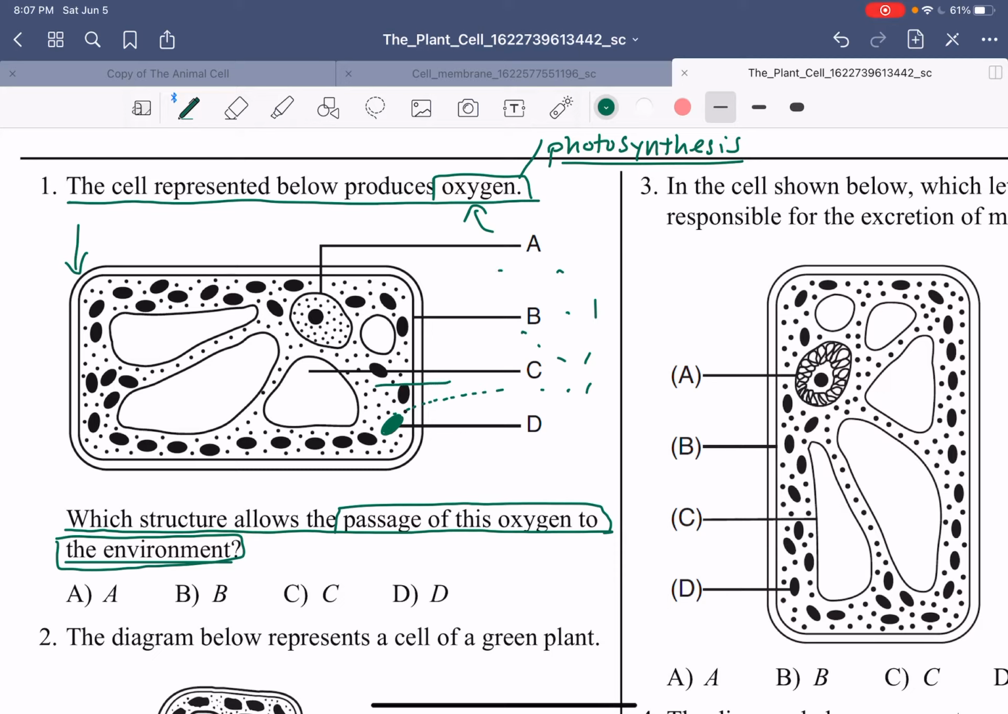It goes through the cell membrane. Anything that leaves or enters the cell goes through the cell membrane. So let's see, are any one of these labeling the cell membrane? B is. So again, which structure allows the passage of this oxygen to the environment? B, which is the cell membrane.